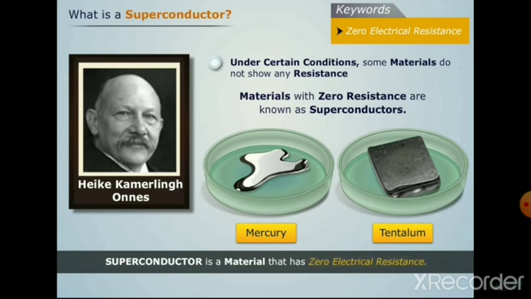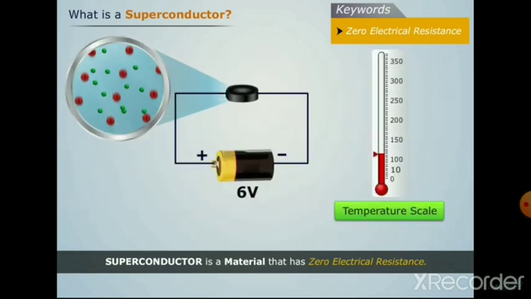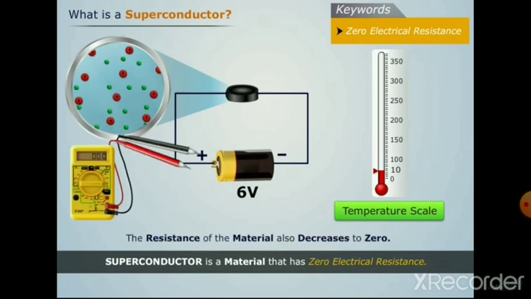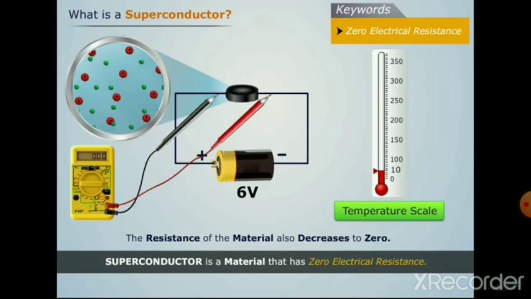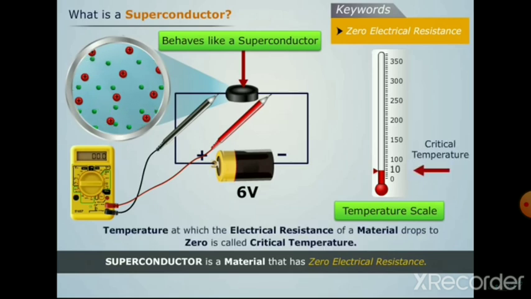Let's now discuss the condition under which a material shows the property of superconductivity. When we keep decreasing the temperature of a material, we see that the free electrons stop colliding with the ions. As a result, the resistance of the material also decreases to zero, and it starts behaving like a superconductor. The temperature at which the electrical resistance of a material drops to zero is called the critical temperature.